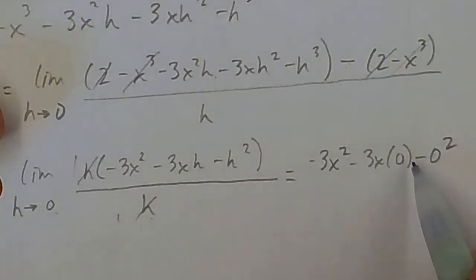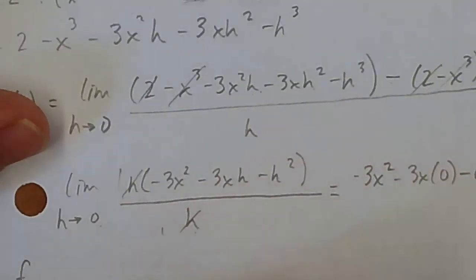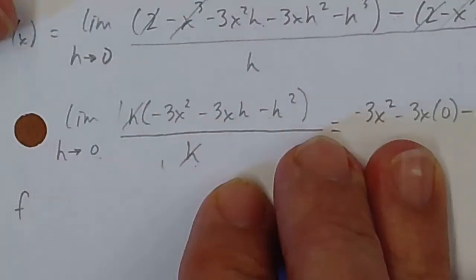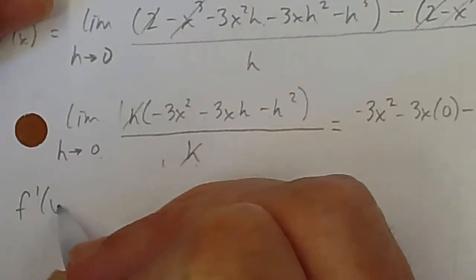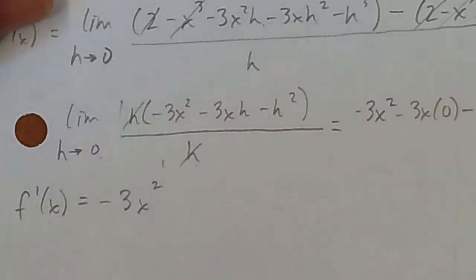Okay, so that'll be 0, that'll be 0, so it's just negative 3x squared. So my derivative function, the answer to this problem, the first part, is negative 3x squared.